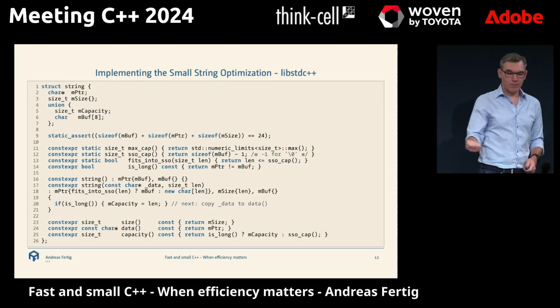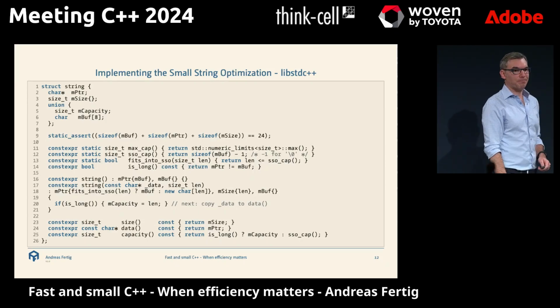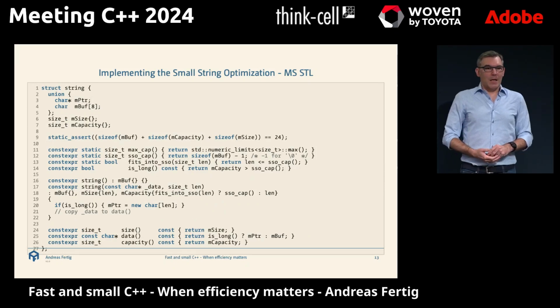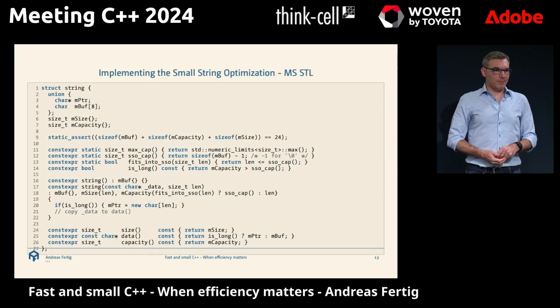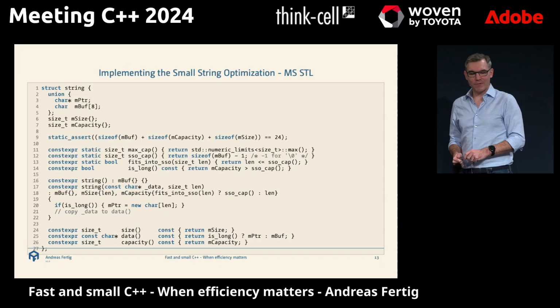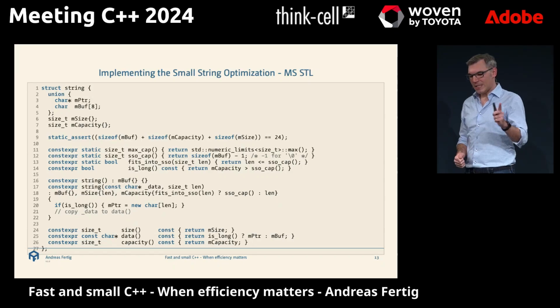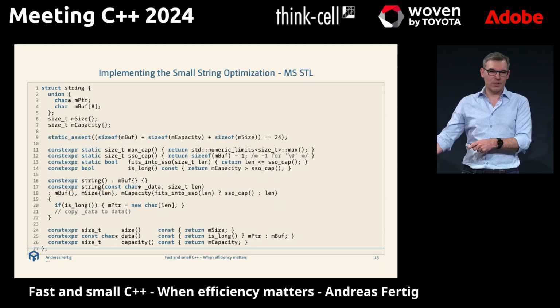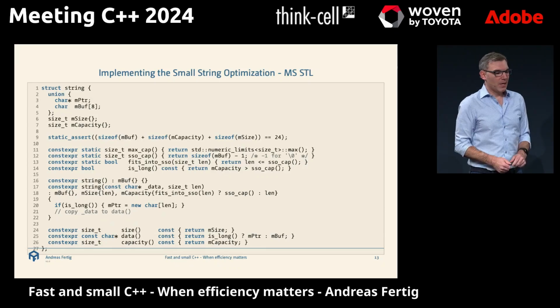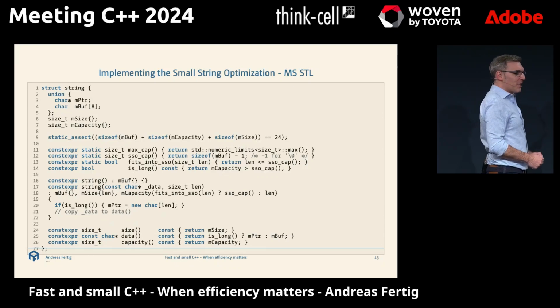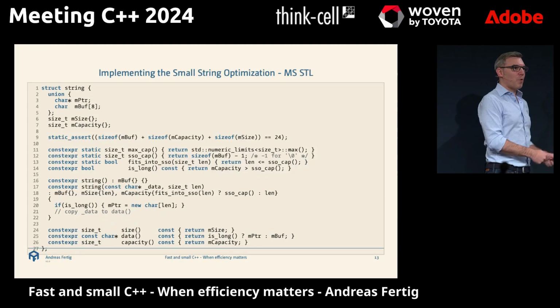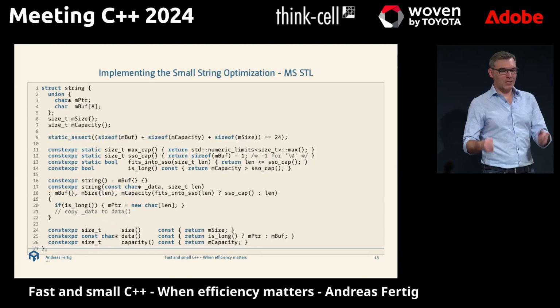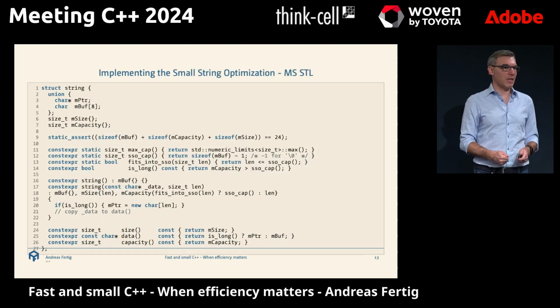This is lib stood C++. How does Microsoft do things? Slightly different, but similar. Microsoft says, let's start with a union. We can't do things like the other people did, right? So the union here stores a char pointer and my small string buffer of size 8.